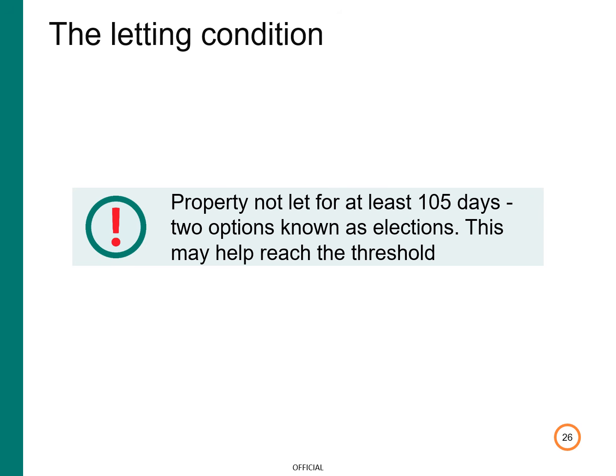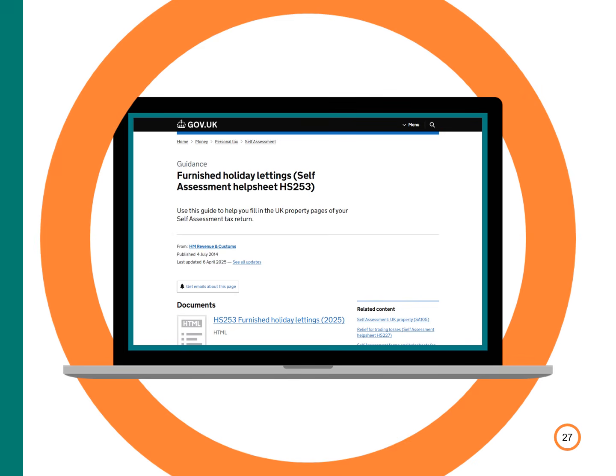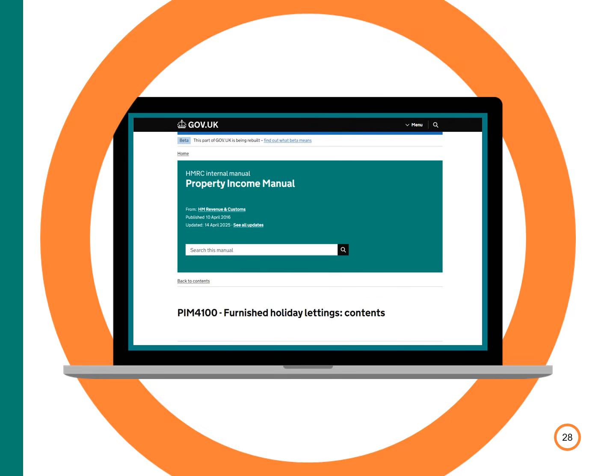Where you don't let the property for at least 105 days, there are two options known as elections. These may help you reach the threshold. You can find out more about these elections in Help Sheet HS 253 on gov.uk. There's also more detailed guidance about furnished holiday lettings in the Property Income Manual PIM 4100 on gov.uk.